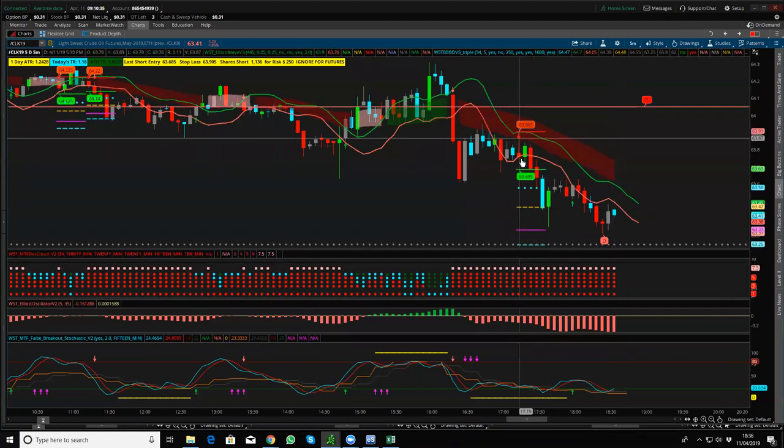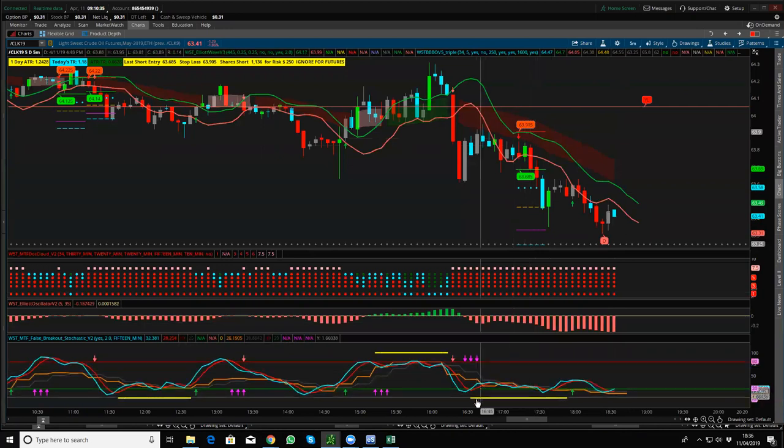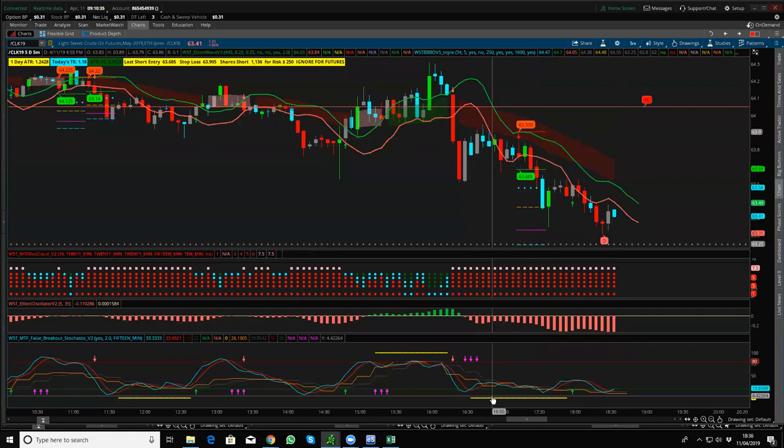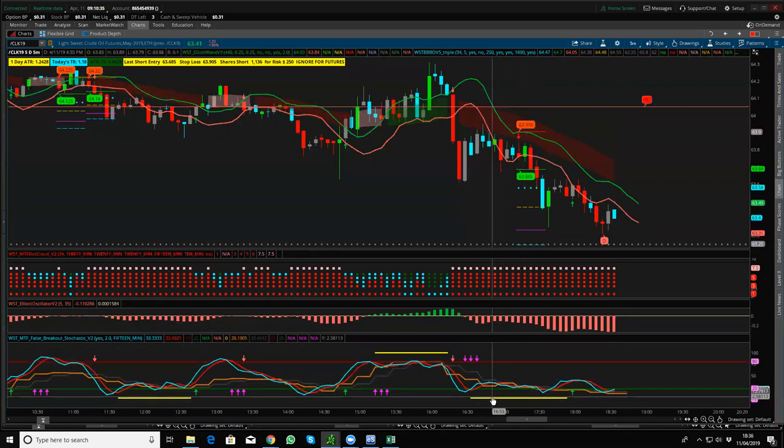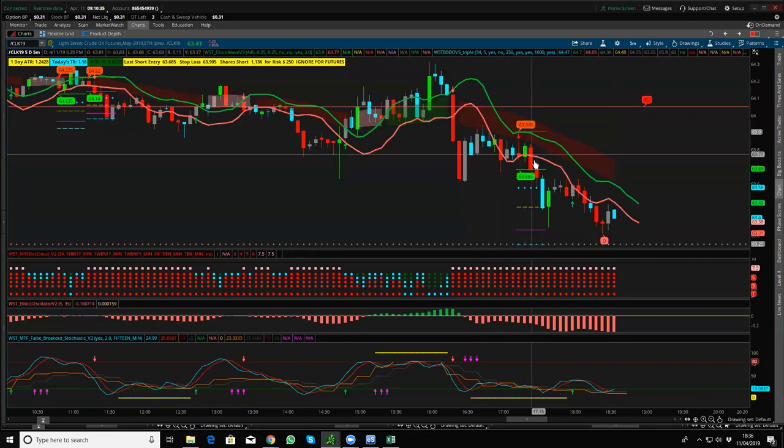Now, when we get this signal, we've got the false breakout bar already in the oversold zone, already. So this is part of your Elliott wave indicator suite. That's got to give you confidence that there's a lot of bearish momentum here, and this is going to go.